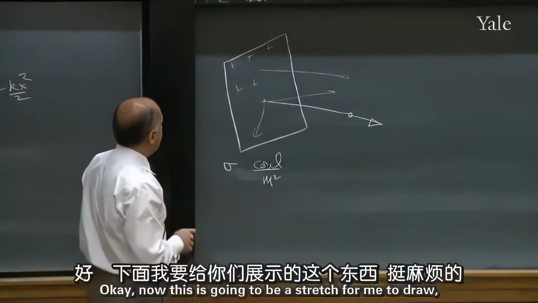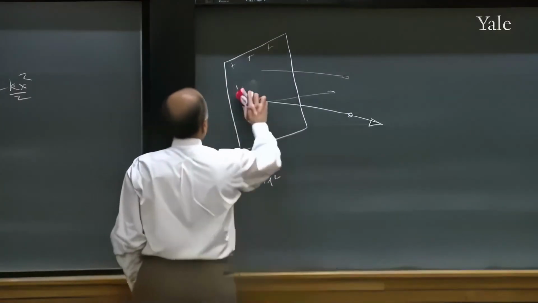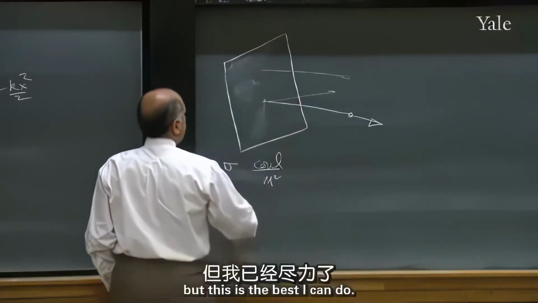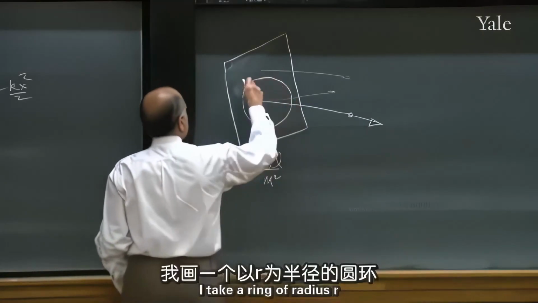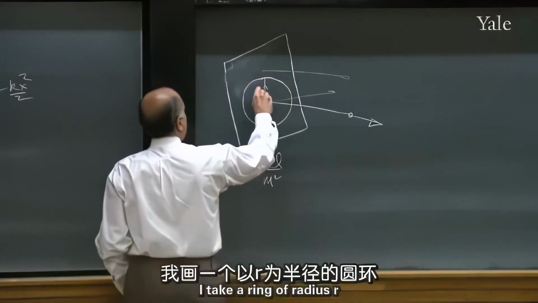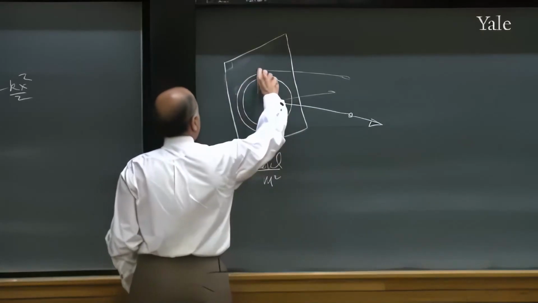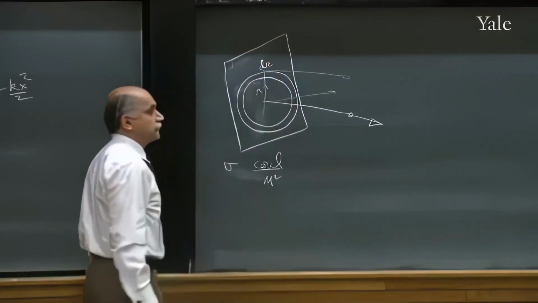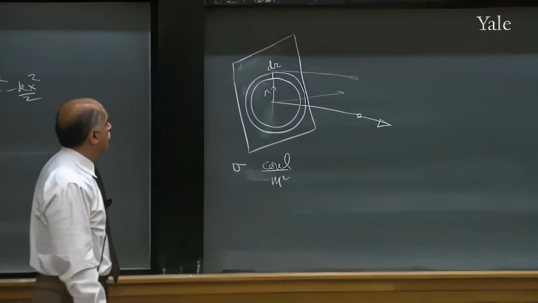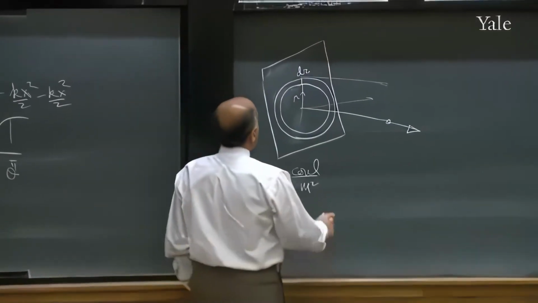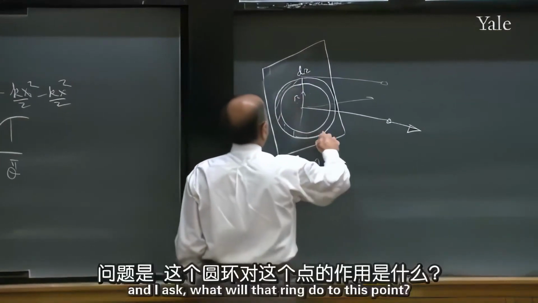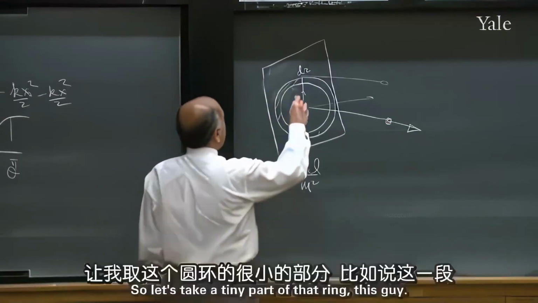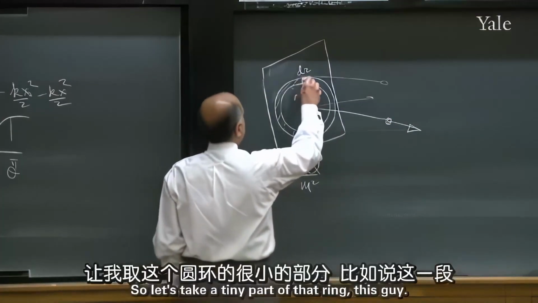Now this is going to be a stretch for me to draw, so I'm going to try, but you will have to go look at some textbook if you want a really nice looking picture. But this is the best I can do. I take a ring of radius r and thickness dr. I take an annulus. And I ask, what will that ring do to this point? So let's take a tiny part of that ring, this guy.